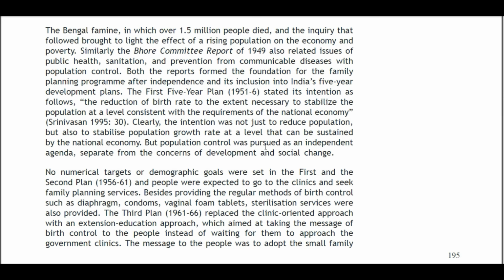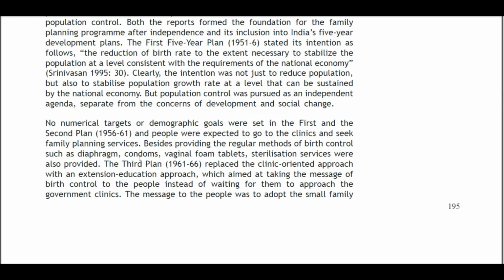But population control was pursued as an independent agenda, separate from the concerns of development and social change. No numerical targets or demographic goals were set in the first and the second plan. People were expected to go to the clinics and seek family planning services. Besides providing the regular methods of birth control such as diaphragm, condoms, and vaginal foam tablets, sterilization services were also provided.